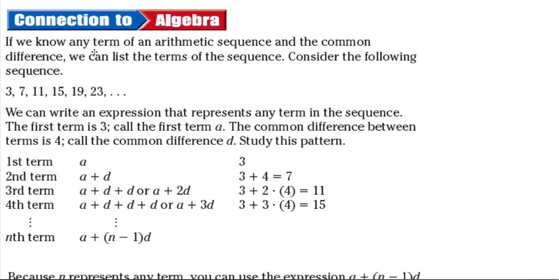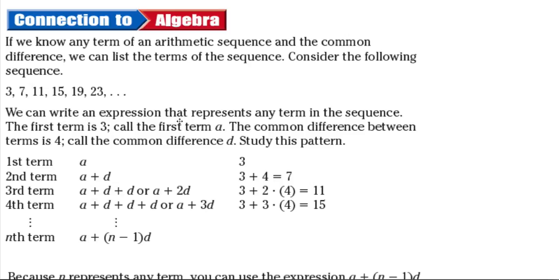If we know any term of an arithmetic sequence and the common difference, we can list the terms of the sequence. Let's consider the sequence: 3, 7, 11, 15, 19, and 23. This is said to be an arithmetic sequence because 7 minus 3 is 4, 11 minus 7 is 4, and so on and so forth. It has a common difference.